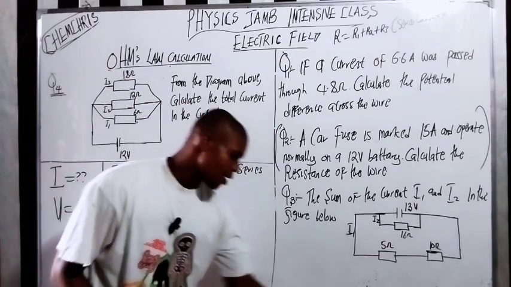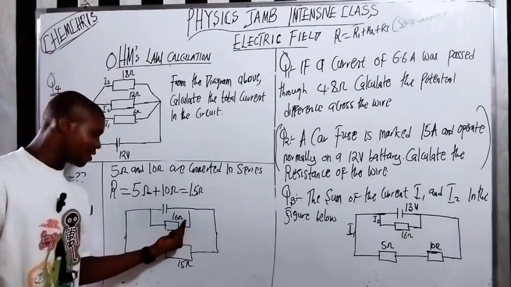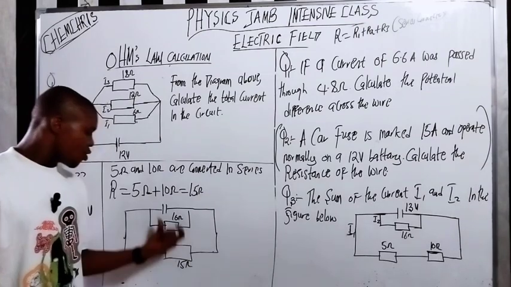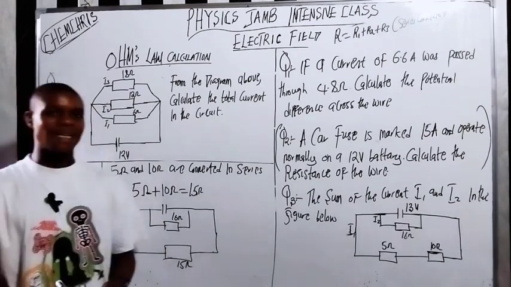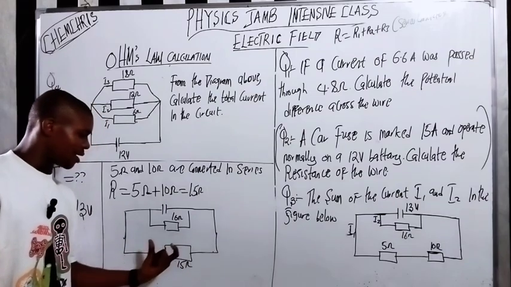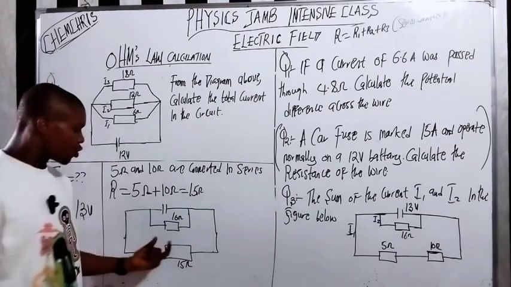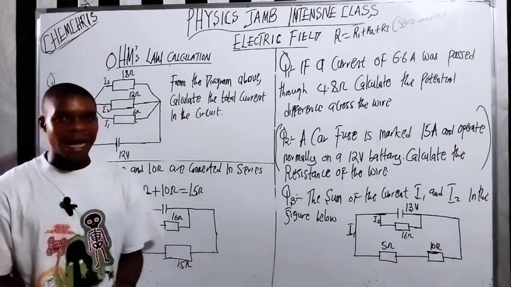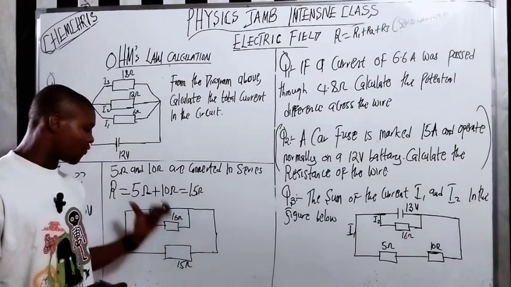So, this resistor is 16 and this resistor is 15. Are they connected in series or in parallel? They are connected in parallel. Do you understand? So now when resistors are connected in parallel, how do you calculate the equivalent resistor?